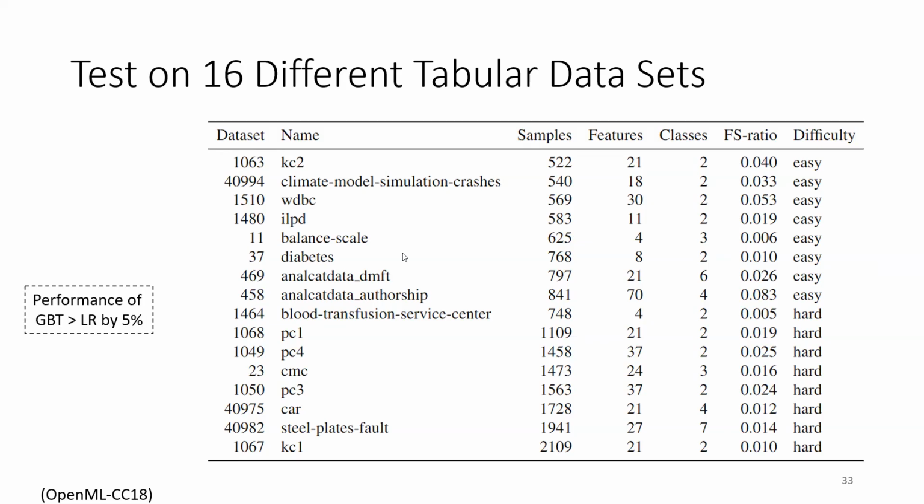We compare the performance of a linear classifier and a nonlinear classifier like gradient boosting trees on each dataset. If gradient boosting trees are better than cheap logistic regression by 5% or more, we classify them as hard. Otherwise, they are classified as easy. This allows us to test our method on tabular datasets of different domains and difficulty.